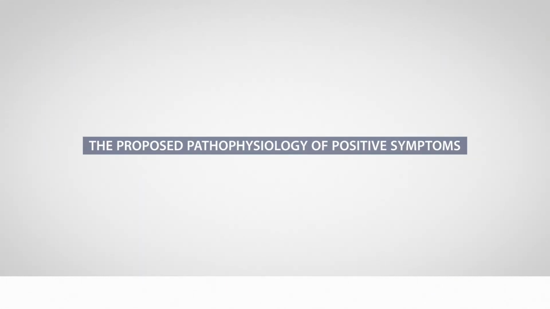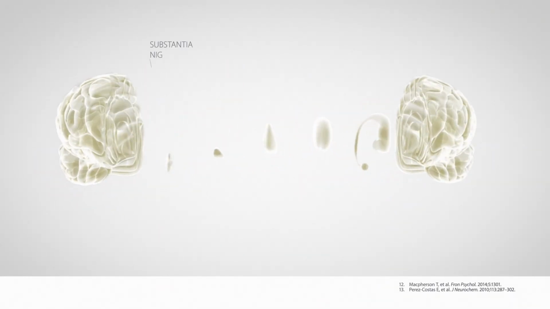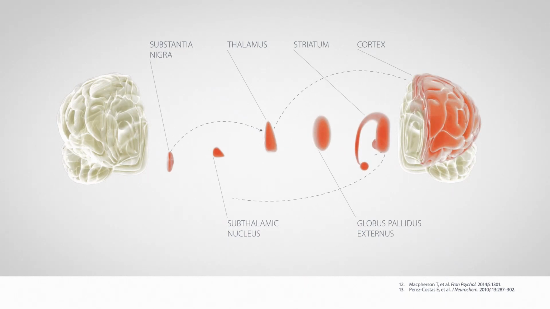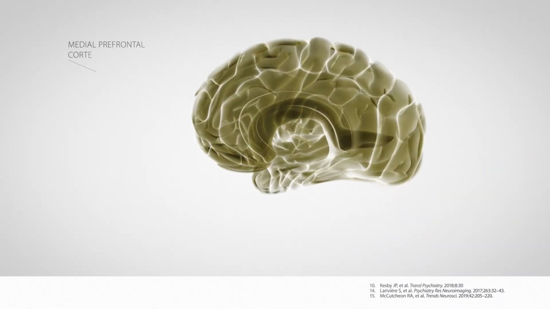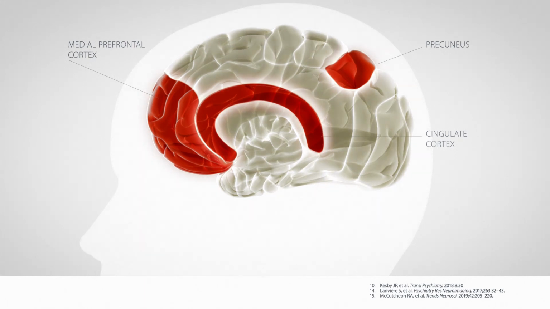The proposed pathophysiology of positive symptoms. The corticostriatal thalamic circuitry spans the substantia nigra, subthalamic nucleus, thalamus, globus pallidus externus, striatum, and the cortex. Each structure is connected via predominantly inhibitory GABAergic or excitatory glutamatergic neurons. The medial prefrontal cortex, cingulate cortex, and precuneus have been associated with self-referential processing in schizophrenia.